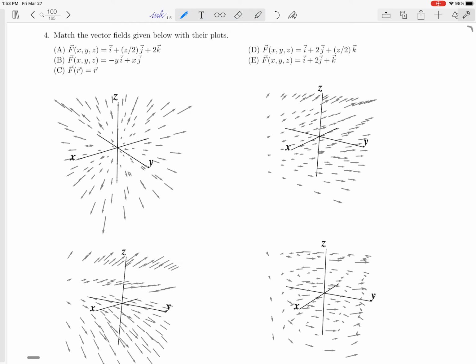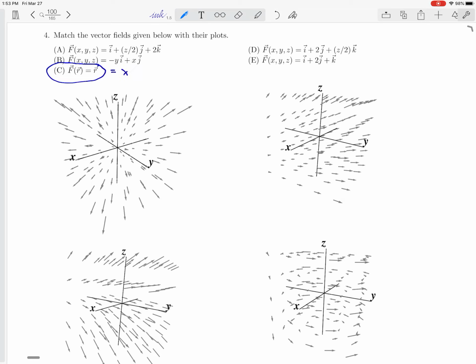In exercise 4, now we are looking at three-dimensional vector fields. So again, we are trying to match. In this case, we want to match formulas for vector fields to the plots. And I'm not going to do all of them. I'm just going to do one or two.